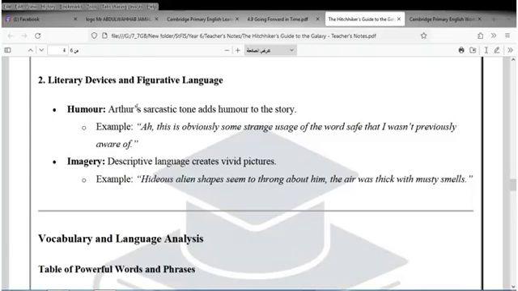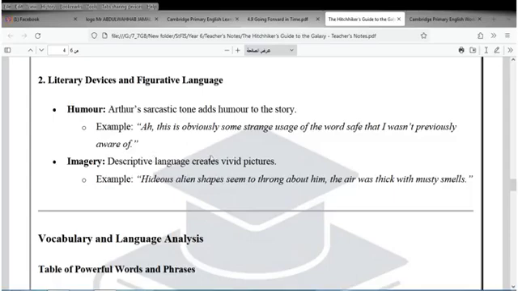Literary devices and figurative language, we have sense of humor, which is related to sarcasm, and we have imagery. Humor, it is when you are sarcastic, or Arthur's sarcastic tone adding humor to the story, like, this obviously some strange usage of the word safe, because they said we are safe in the cabin. What safe are you talking about? The earth was destroyed. Which safe? So we are in an alien spaceship. Where is the safe in that? So I wasn't previously aware of. That's an example of humor or sarcasm.